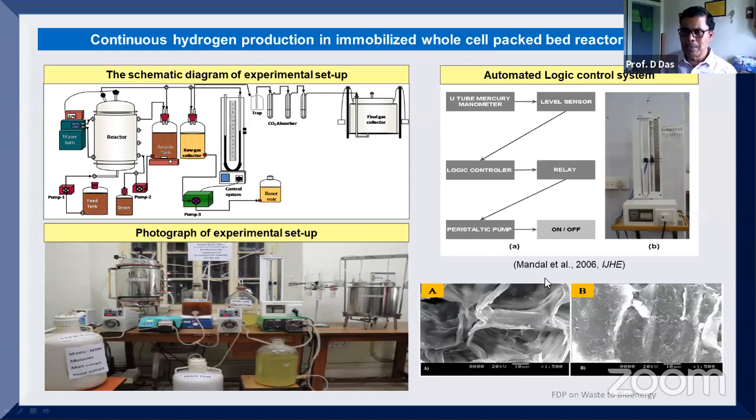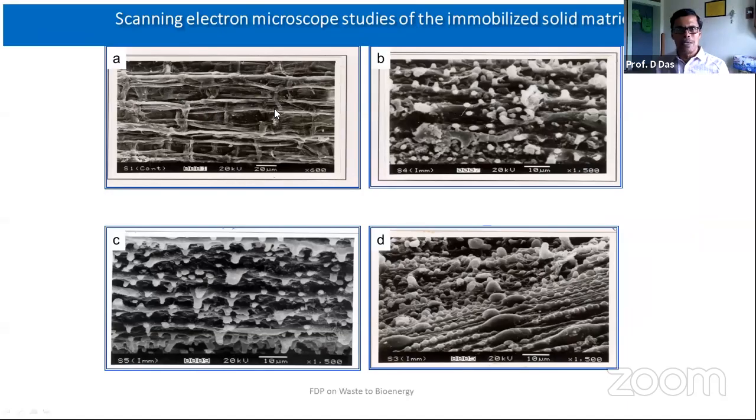And this is the solid matrix. You can see how the cells are immobilized on the surface of the solid matrix. This is a clearer picture we have from the SEM studies, the scanning electron microscope. This is the fiber. We use coconut coir as a solid matrix. When the organism grows on the surface, you can see how they grow and how they ooze out from the surface. You can also see how they come out from the solid surface.